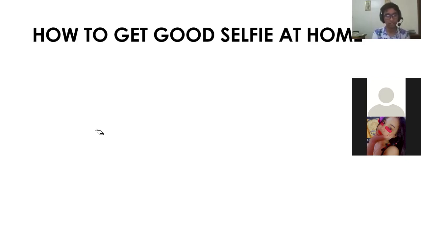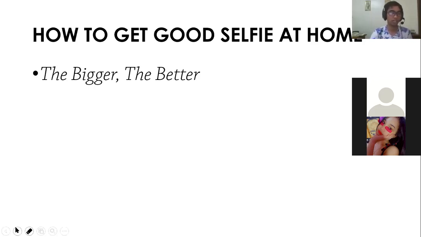And whether you're going for silly or serious, one of the biggest factors contributing to snapping the perfect selfie is lighting, which you can achieve easily at home with these tips from professional photographers. Number one is the bigger, the better. Of course, we'll always aim for bigger because it's better. So when it comes to photo lighting, bigger is actually better. A big diffuse surface as opposed to a small exposed bulb is ideal for selfie taking.